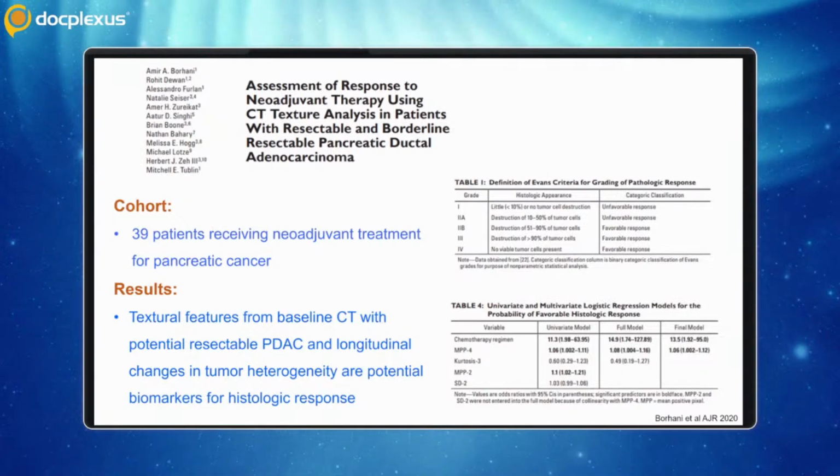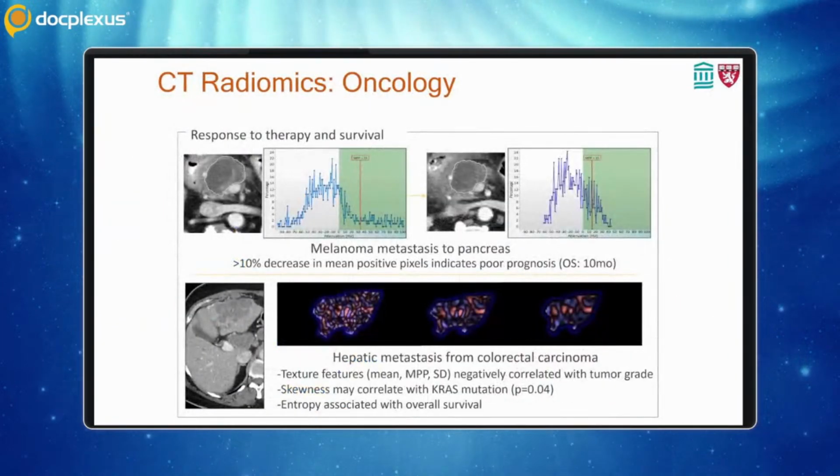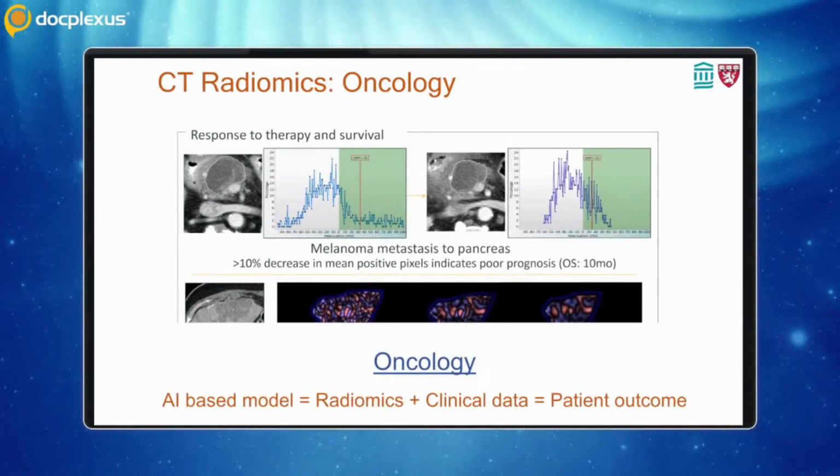Now, one of the challenges with radiomics is that it leads to generation of a large amount of data, and this data analysis can be challenging for the human brain. That's where AI comes into play. So when you use a combination of AI, which can handle a large amount of data, and radiomics, that can be a very powerful tool for not only assessing response, but also characterizing disease and predicting patient outcome.